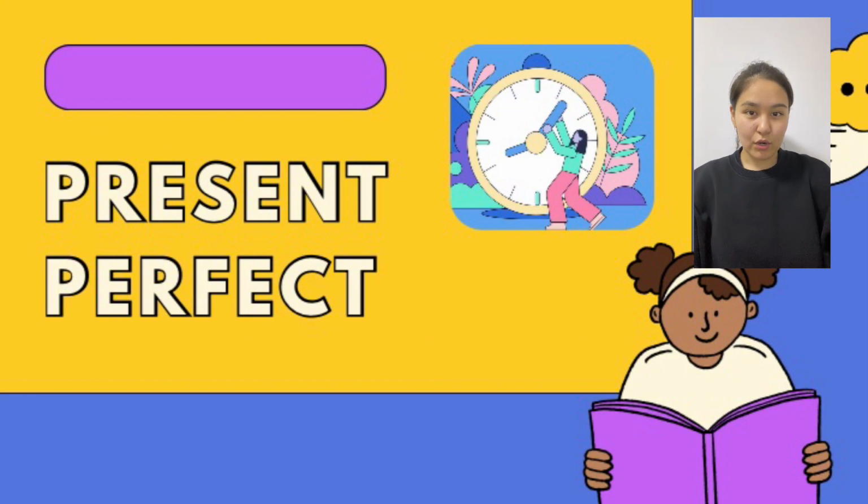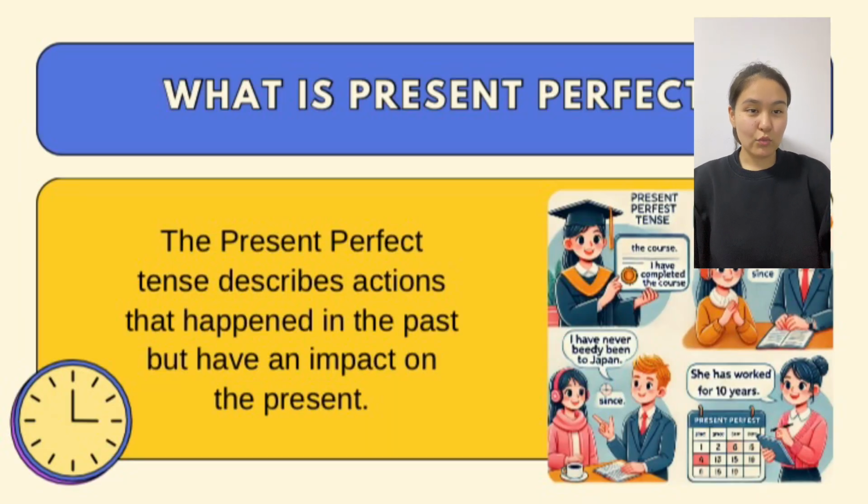Let's start our lesson with presentation. So, what is the present perfect? The present perfect tense describes actions that happened in the past but have an impact on present.